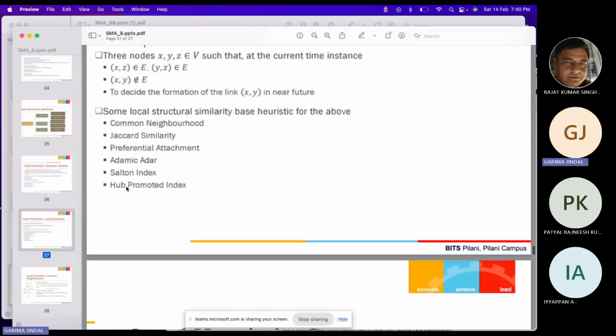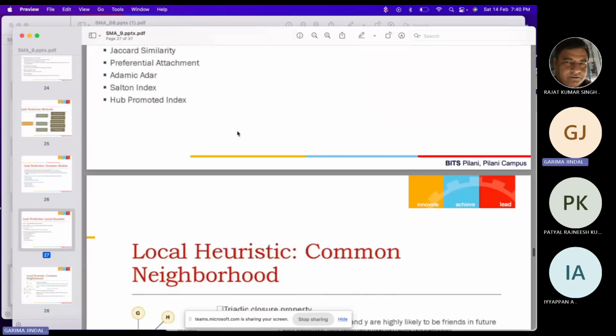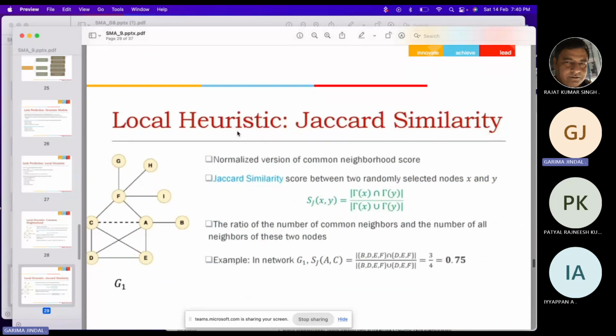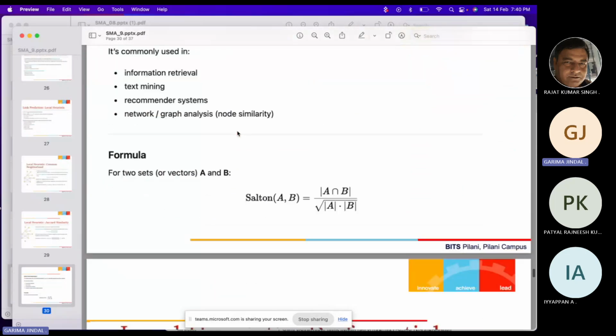Okay, we can choose any one of these local similarity methods, and we are going to calculate that for each non-connected edge. Then we can order those values in descending order, and keep a certain threshold: if the value is greater than a given value, then I will predict these edges to be present in the network. So this is how the local method works.